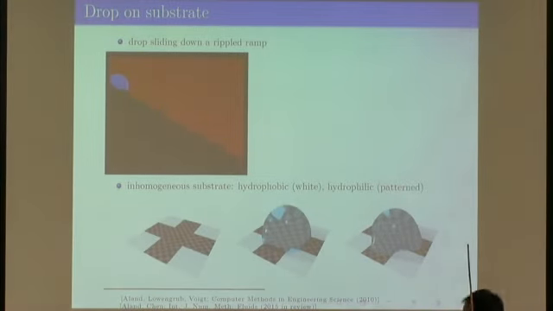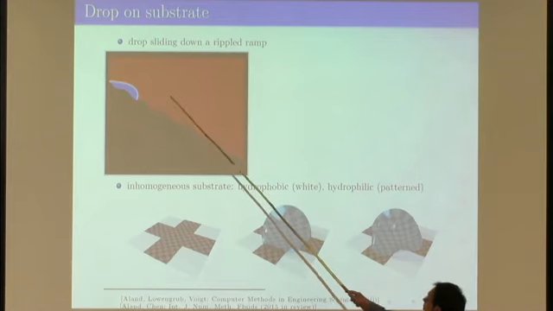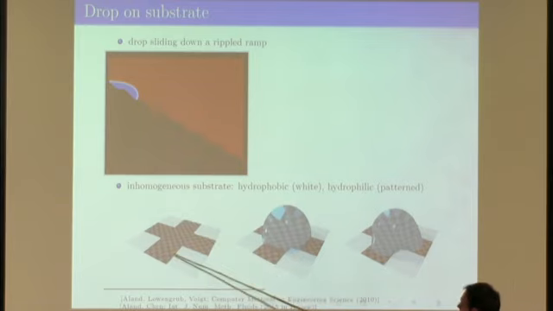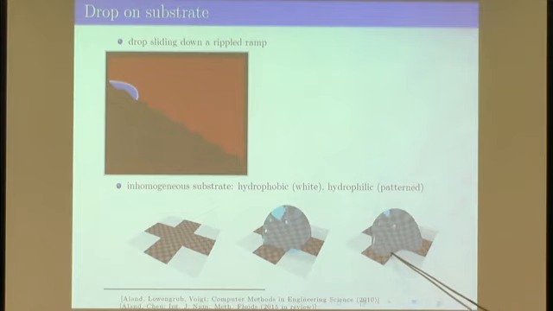What you can also do is substrates with different wetting properties. Well, the video doesn't work. You should see this little drop wobbling down on this ramp. Or here there's an inhomogeneous substrate where the patterned part is hydrophilic and the white part is hydrophobic, and if you place a spherical droplet on it, or a spherical cap of a droplet, then you will see that the droplet will try to spread on the patterned part and retract on the white part.